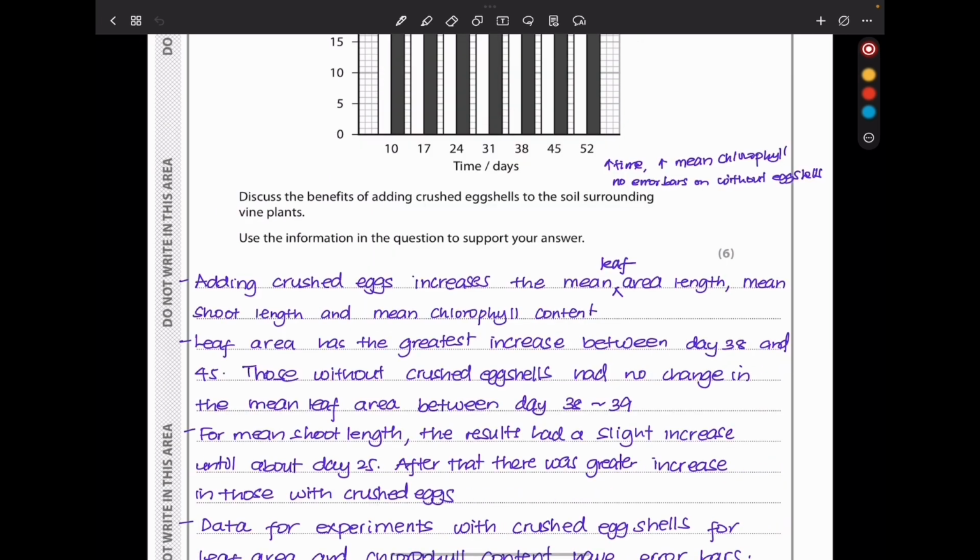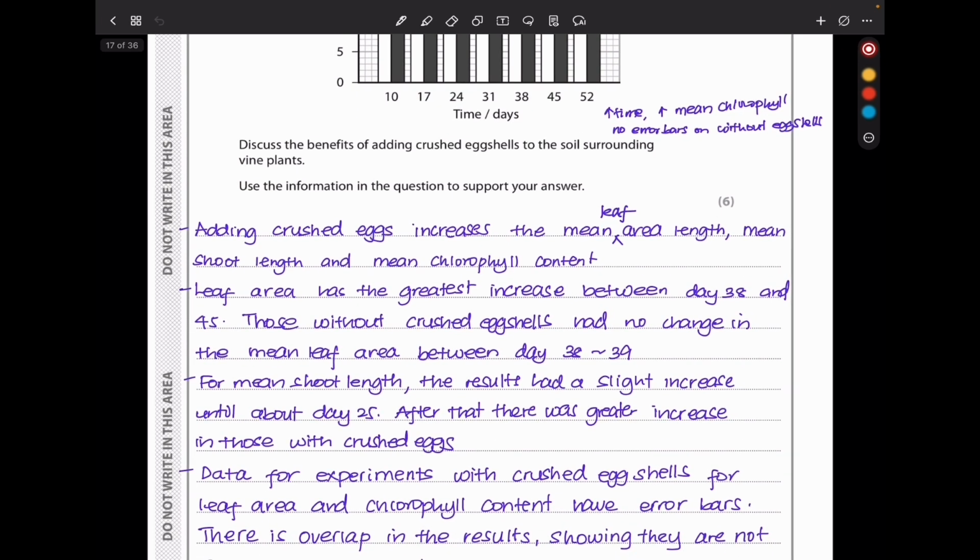So I said adding crushed eggs increases the mean leaf area length, mean shoot length, and mean chlorophyll content. The leaf area has the greatest increase between day 38 and day 45. Those without crushed eggshells had no change in the mean length area between day 38 to 39.